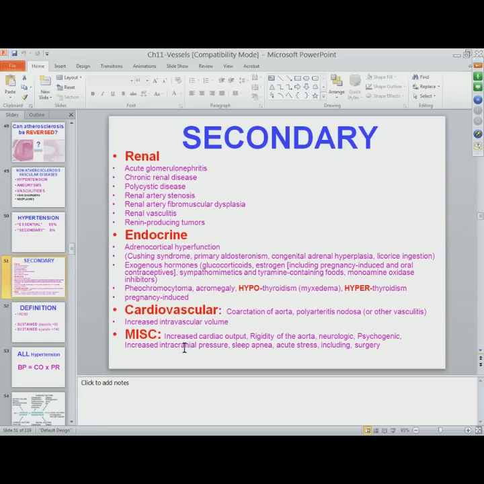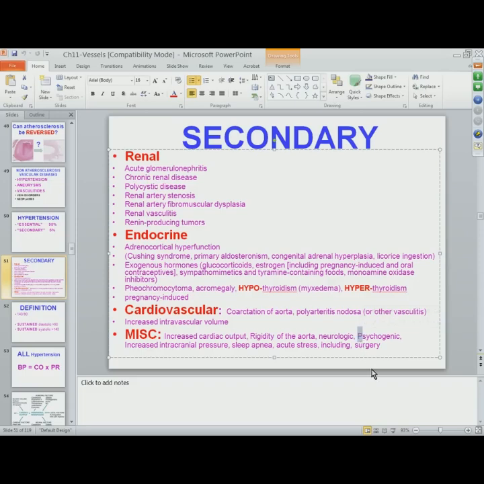Now remember, the more cardiac output you have, the higher your blood pressure is. What about in the aorta that's rigid and non-compliant and has disrupted or inflamed or fibrotic elastic fibers secondary to a wide variety of neurologic situations? People with head trauma and increased intracranial pressure are very often very hypertensive. We all know it's associated with sleep apnea. Acute stress can raise your blood pressure, even the acute stress of surgery. So these are all reasons.